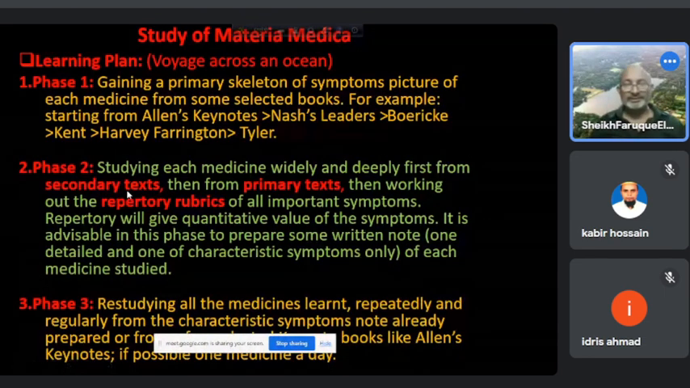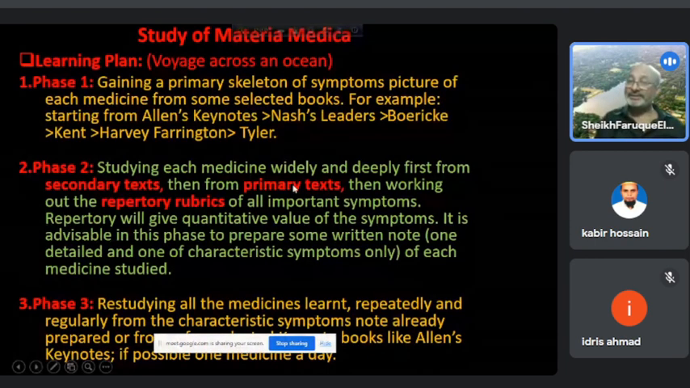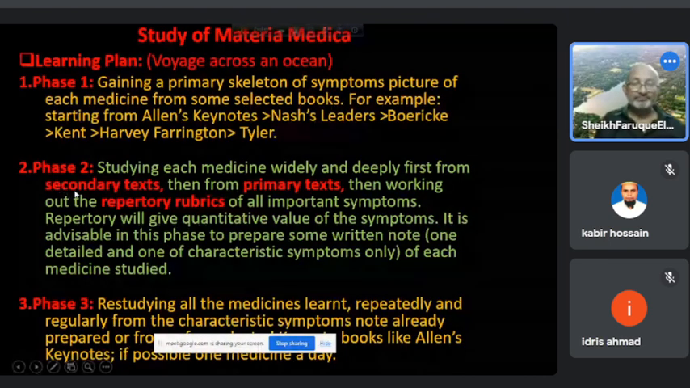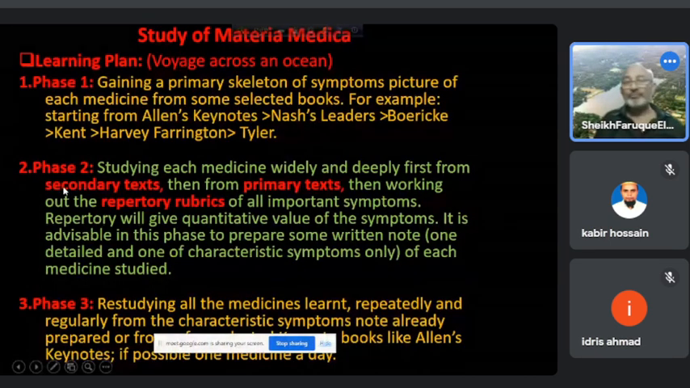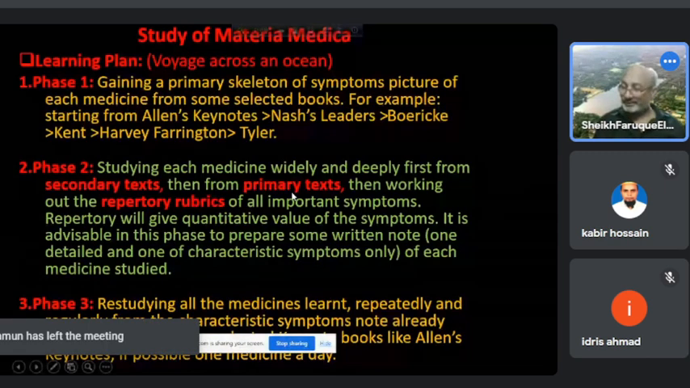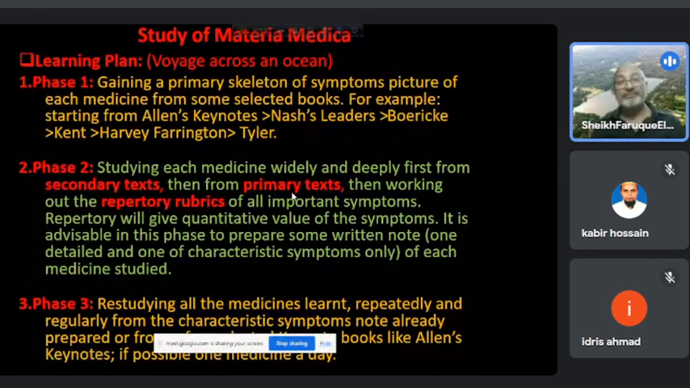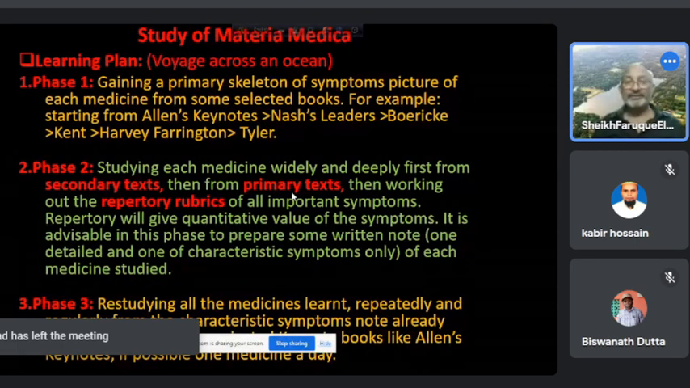Then you will study the medicine as much as possible, as widely and as deeply. But you study first the secondary text. Don't go to the primary text first. First the secondary text, all Kent's, Boericke's, Hering, this and that, elaborately. After that, you go to the primary text. Okay, let me see what Dr. Hering said. Let me see in the Materia Medica Pura what Hahnemann said about pulsatilla.